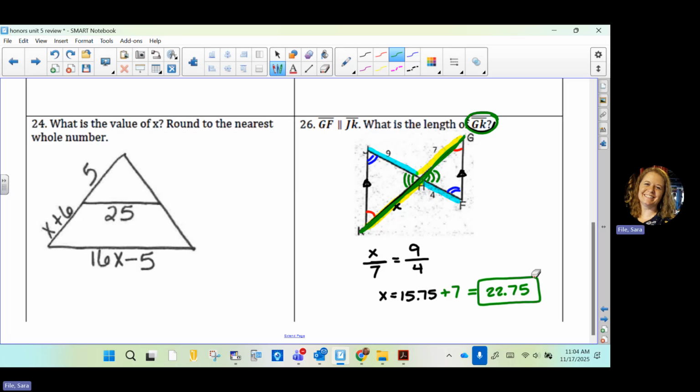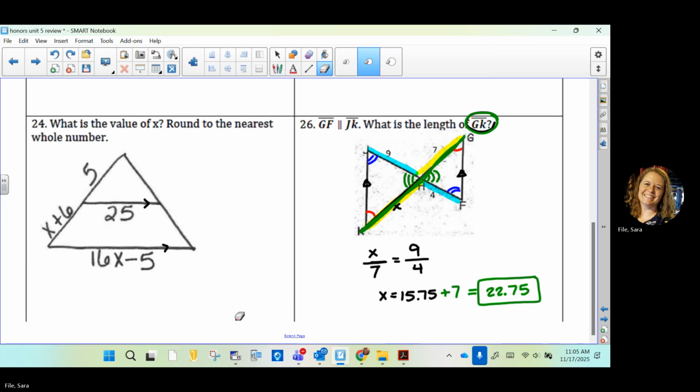Feel okay about that one? What else? 24? Yeah, let's do it while we're here. So number 24, what is the value of X rounded to the nearest? This is another one where they should tell you that these are parallel, so that you know that this nested triangle is similar.